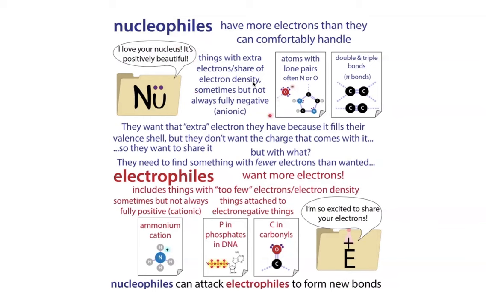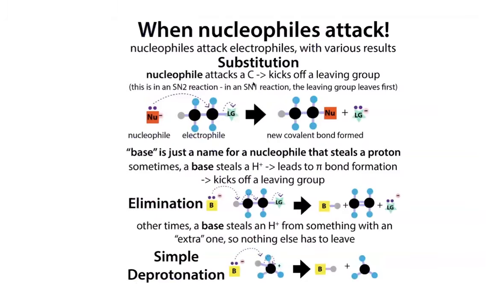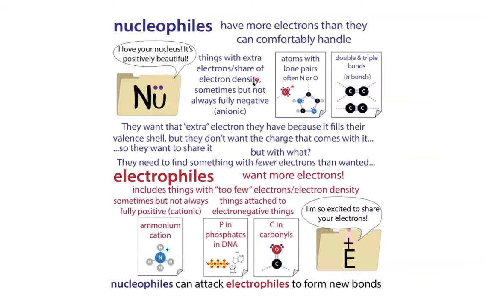They're going to seek out something that wants to share some positivity. So electrophiles, basically, they want more electrons, and so these are what the nucleophile is going to attack. By attacking the electrophile, well, now you can do things like form new bonds, form double bonds or deprotonate, all this good stuff. It starts with the nucleophile attacking the electrophile, and this is what you're going to represent in your arrow pushing diagrams.